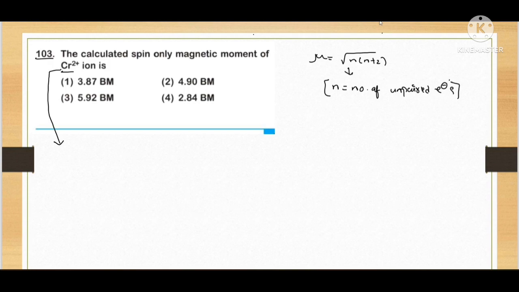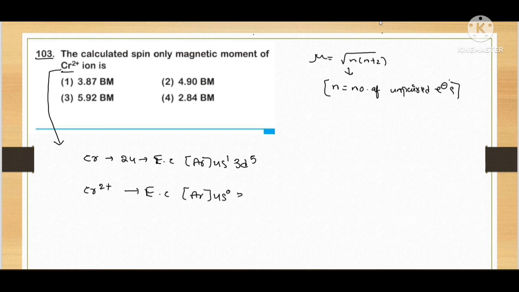Now let us try to calculate the number of unpaired electrons in chromium 2+ ion. Chromium, you know that chromium's atomic number is 24. Its electronic configuration is argon 4s1 3d5. By loss of 2 electrons, its configuration becomes argon 4s0 3d4.